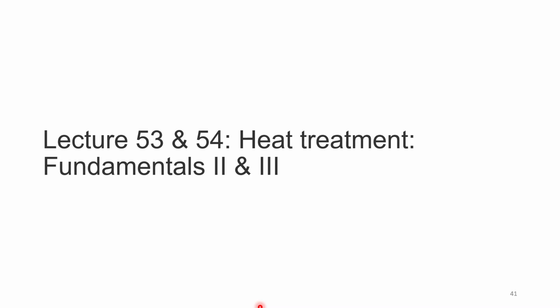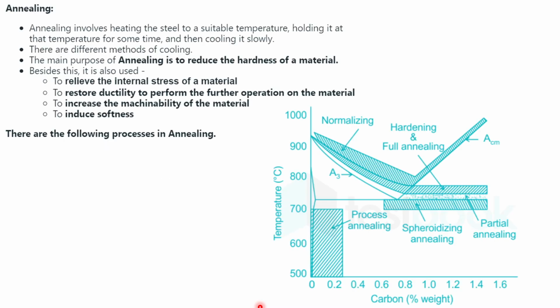Hardening we already talked about. Then we have types of annealing. So first, annealing involves heating the steel to a suitable temperature, holding it at that temperature for some time, and then cooling it slowly. There are different methods of cooling.